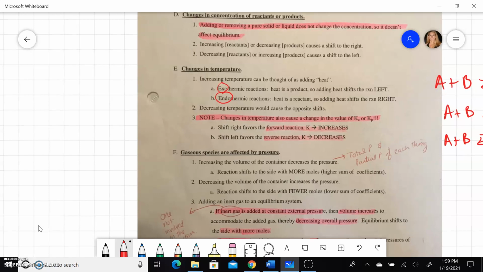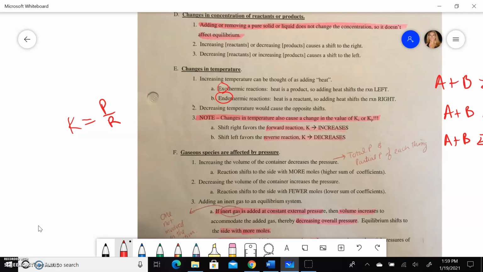So if you remember that K is equal to products over reactants, and you decide, based on Le Chatelier's principle, that because of a temperature change the reaction is shifting towards the products, well, products are on the top of the fraction, so that means K is getting bigger, because as the top of the fraction gets bigger, so does K.